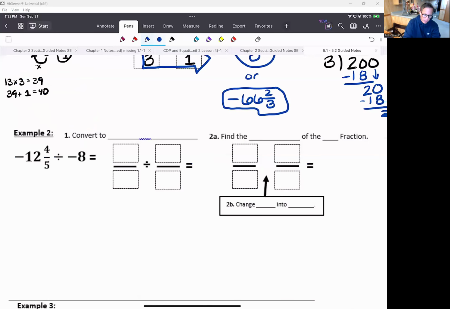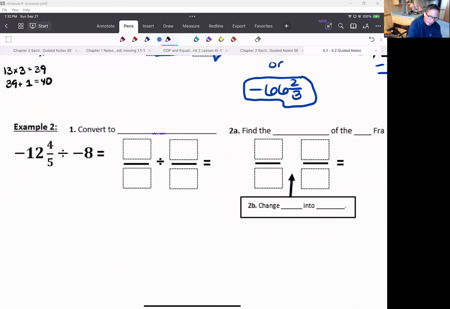All right, next one here. Let's convert to improper fractions. If it's a mixed number, convert it.